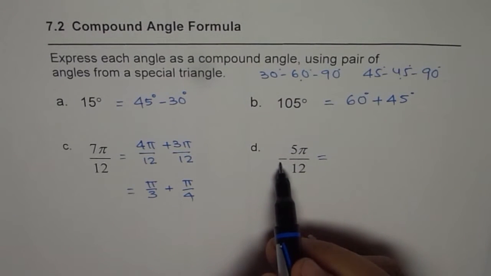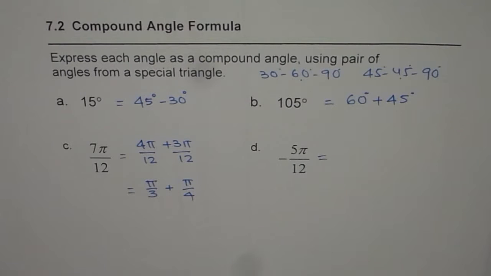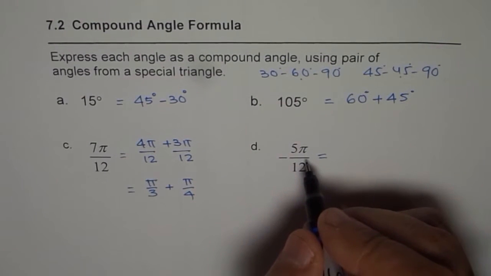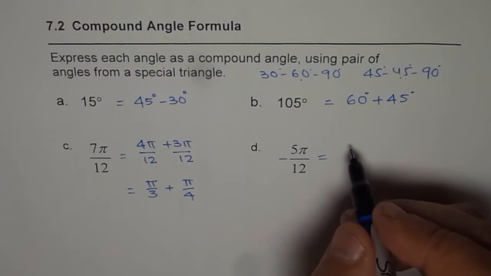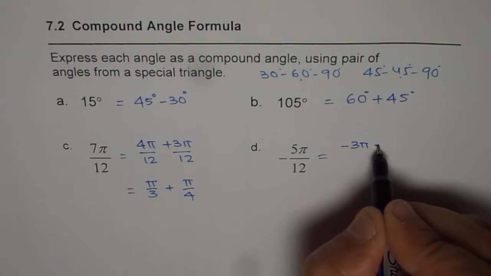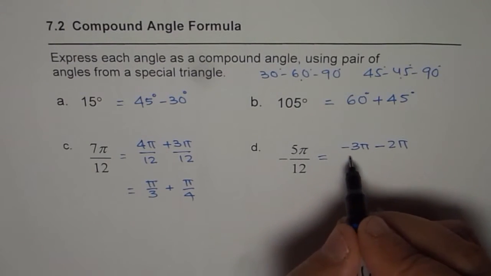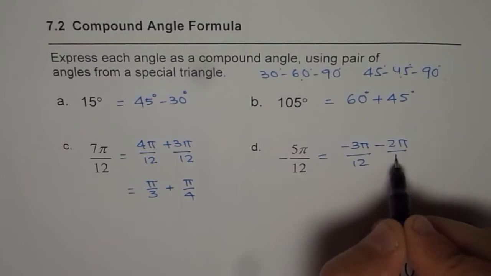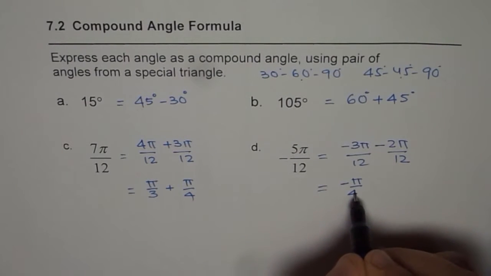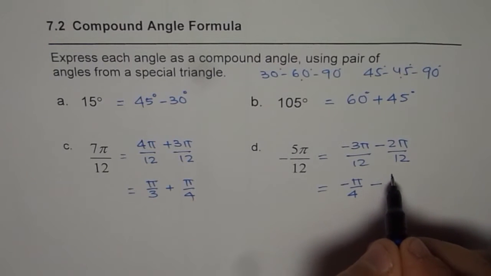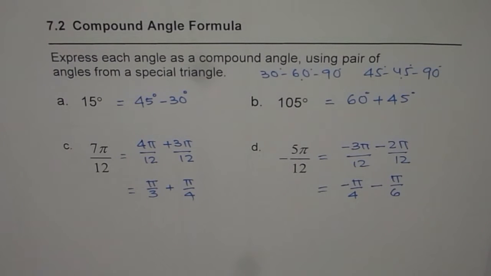Next one here is minus 5 pi over 12. Now, how do you get minus 5 pi? To get minus 5 pi, we could do what? We could do minus 3 and minus 2, right? So we could do minus 3 pi minus 2 pi, correct? That gives you minus 5 pi. I hope that makes sense for you, right? Okay, divided by 12, simplify it. So when you simplify, you get minus pi by 4, and here if you simplify, you get minus pi by 6. Okay, that is also a special triangle, correct? So it is not that difficult.